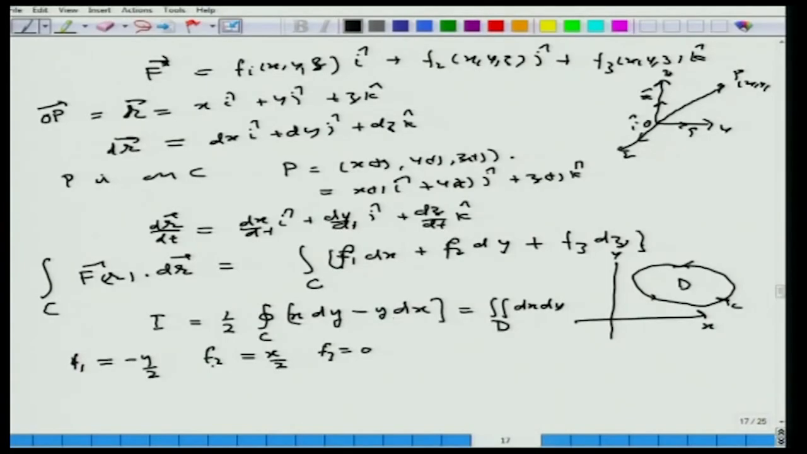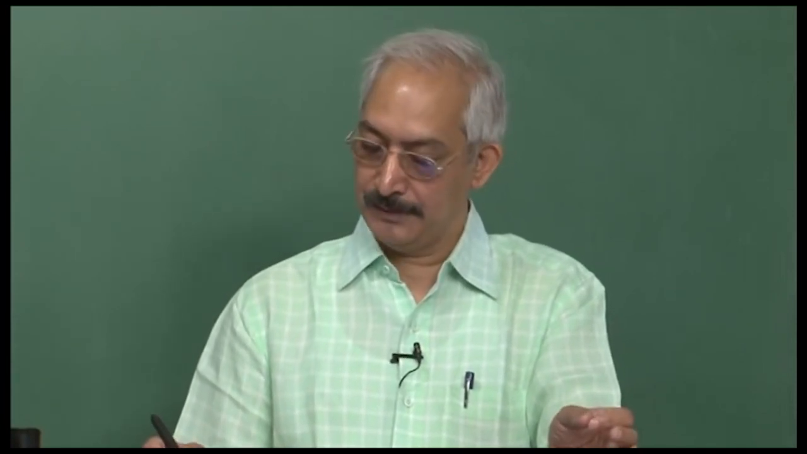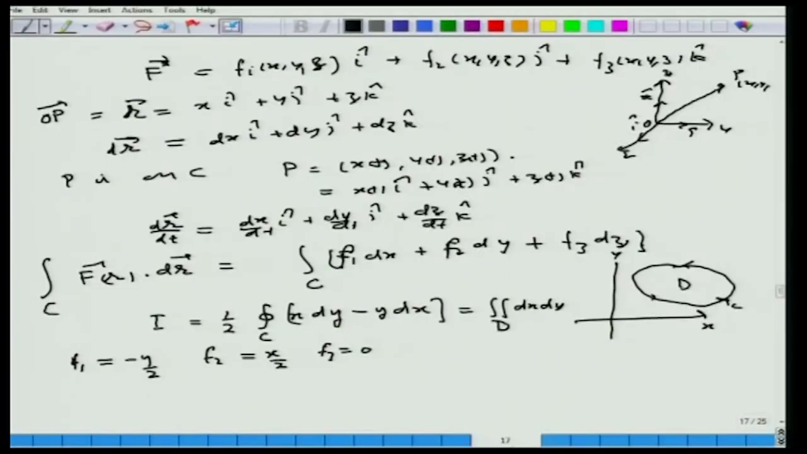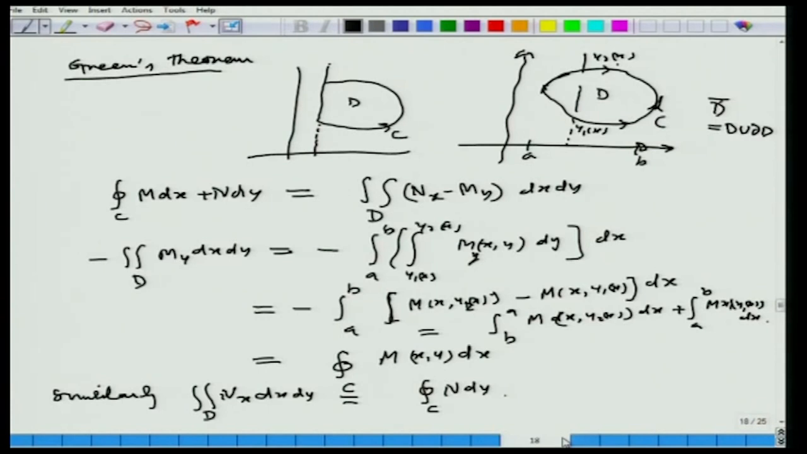In this particular case f1 equal to minus y by 2, so this is written here as 1 by 2 minus y dx, and f2 is x by 2, so 1 by 2 x dy is written here, and f3 is 0. We will see that this gives us a convenient way of finding areas of various domains in the two dimensional plane, which is given by the integral over D of dx dy, the area of D. This can be seen from Green's theorem, which is established here.